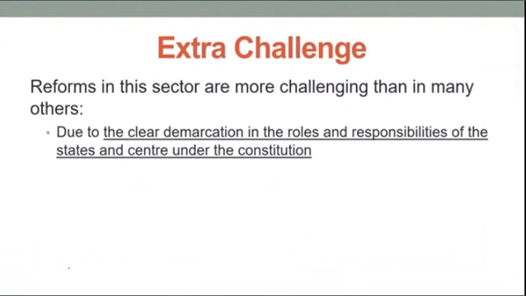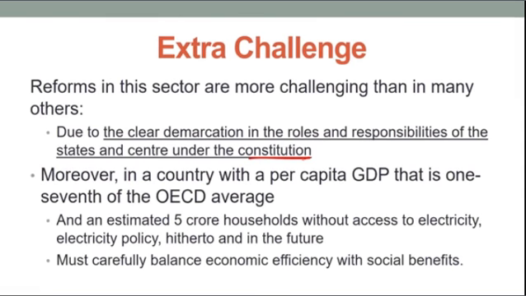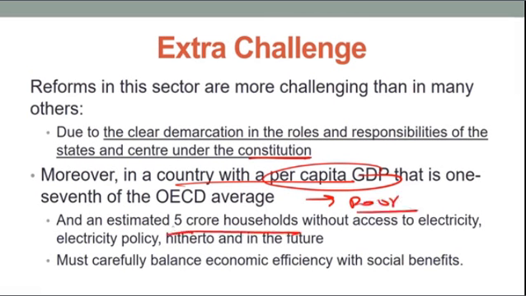One extra challenge is that there's a clear demarcation in the constitution between the center and the state. So we have the central list, the state list, etc. Here there's a clear demarcation, which means the center's role is less in this. In addition to that, we are a country with very low per capita GDP. That means we are a poor country. We have 5 crore households without access to electricity. Again, a very useful number.